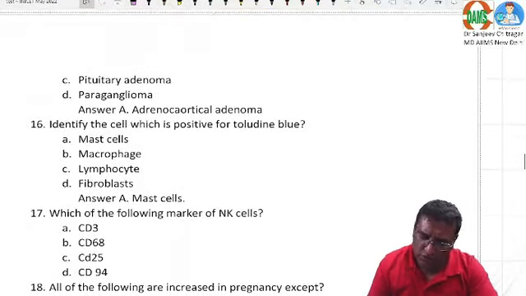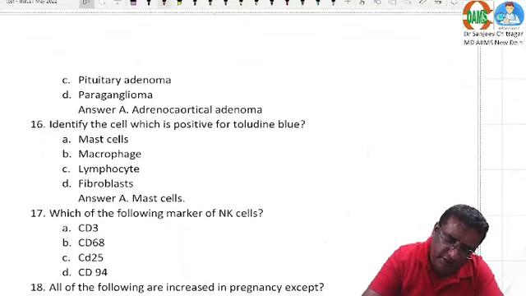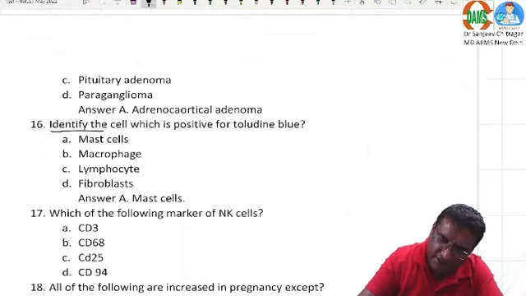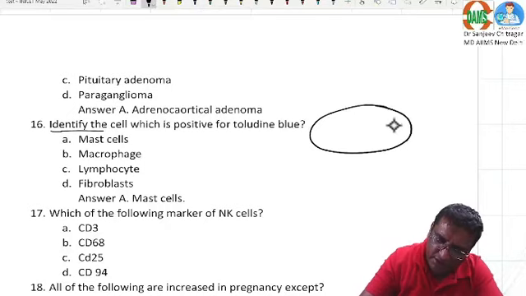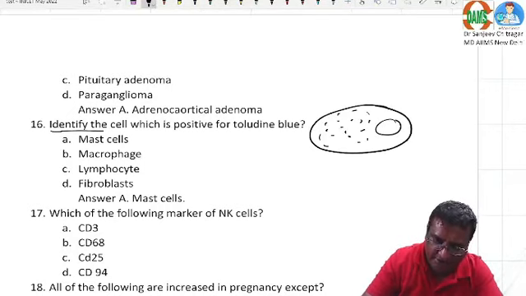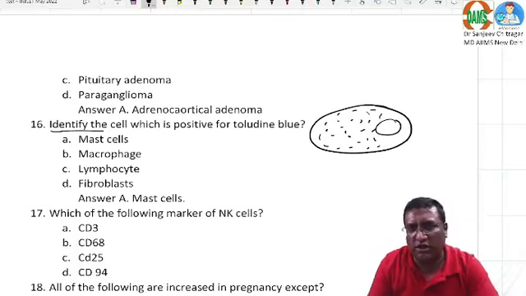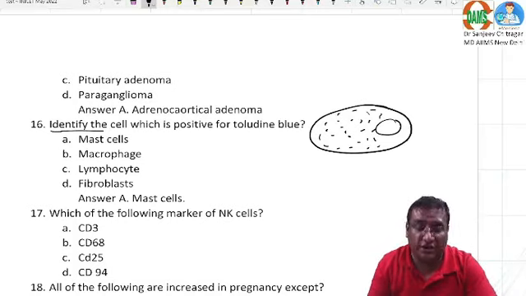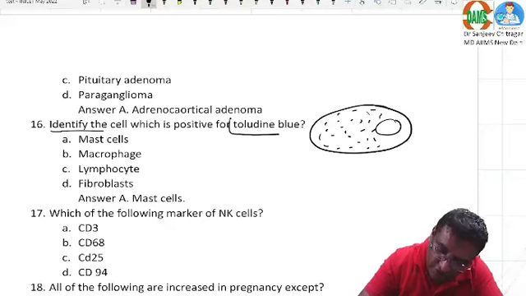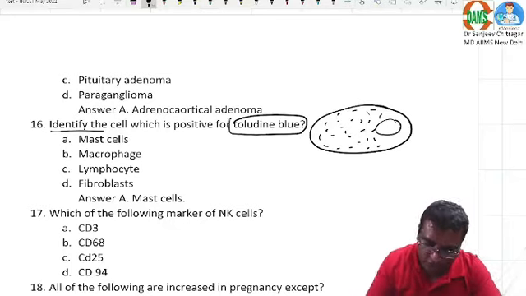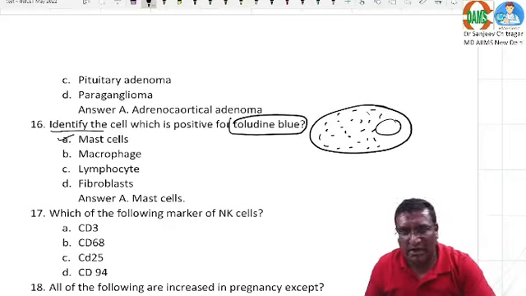So I think there was "identify the cell." They had given an image of a mast cell, I think. The cell was somewhat like this but had lots of blue granules. So the ones which have granules are either basophils or the tissue-derived mast cell, and they had given a history of toluidine positive. So the answer is mast cell.